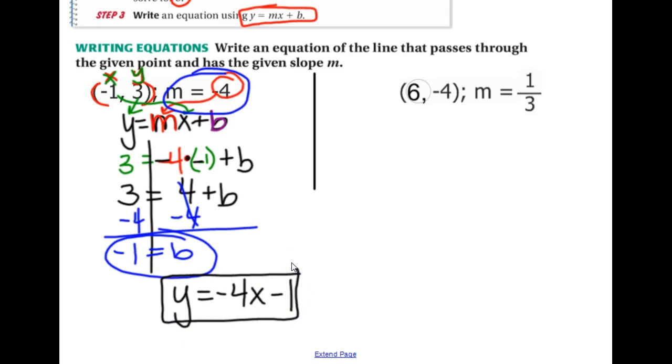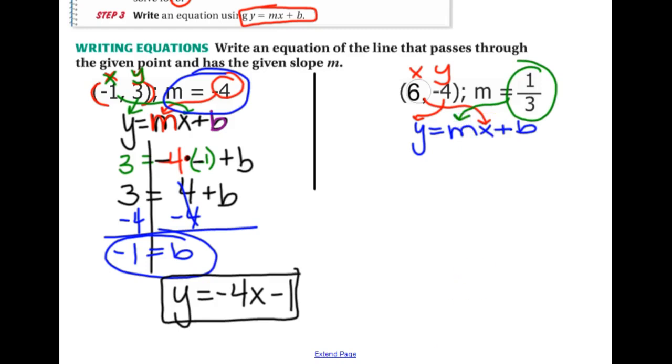If that was a little confusing, let's try the same thing again. We're looking at our equation, y equals mx plus b, and we're going to plug in everything we know. Here's our point, xy, always in alphabetical order. So we're going to plug in a 6 for x, and a -4 for y. And our slope this time is 1/3, so that goes in for m. So if we write it out, we have -4 equals our slope, which is 1/3, times x, which is 6, and then plus b right here.